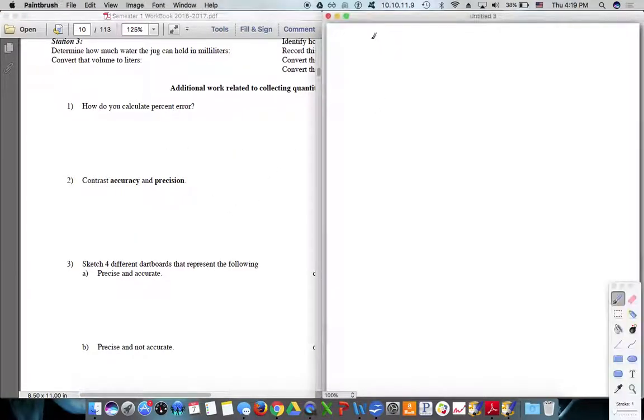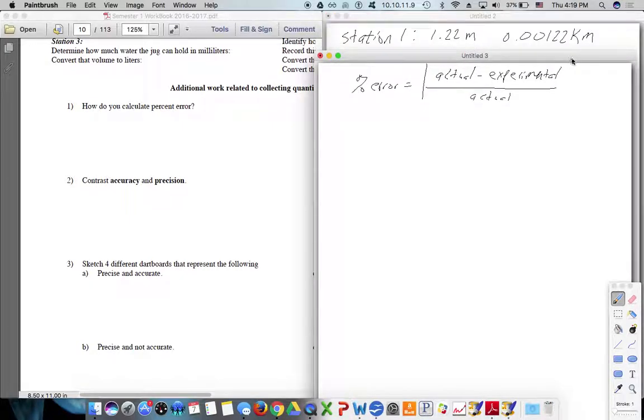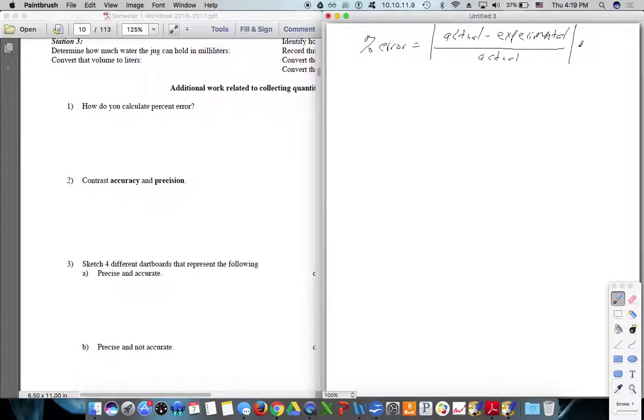Percent error. Percent error is equal to the actual minus the experimental, divided by the actual. Take that absolute value and multiply that thing by 100. Simple enough.